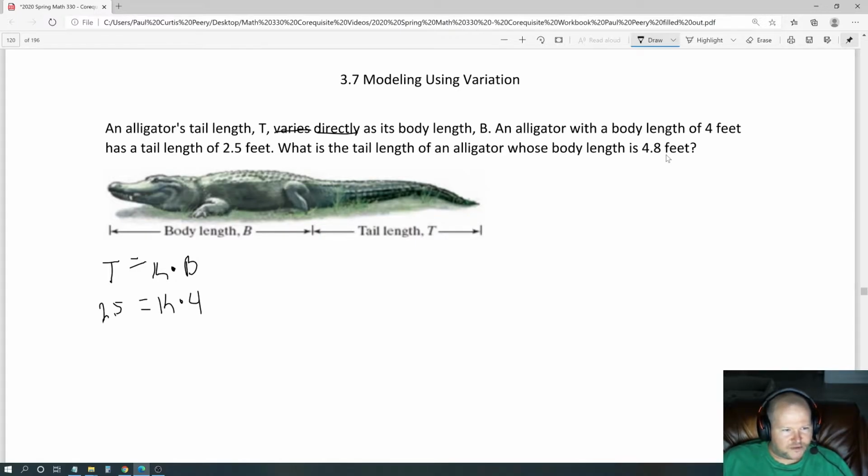2.5 feet. So to solve for K, I undo the multiplication of K by 4 by dividing by 4. And whatever I do to one side, I do to the other. Okay, so 4 cancels out with 4, and that gives me 0.625.